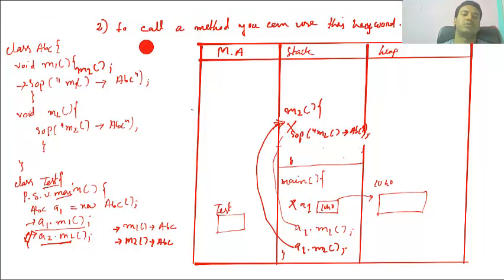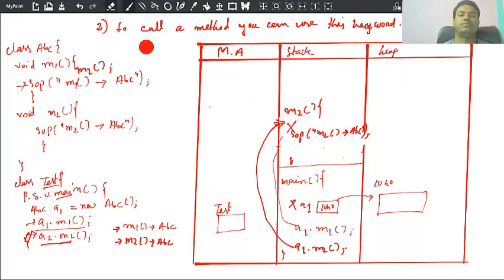So from m1 I am calling m2. Now how is the output? Now what will happen is, say I'll start from the beginning.